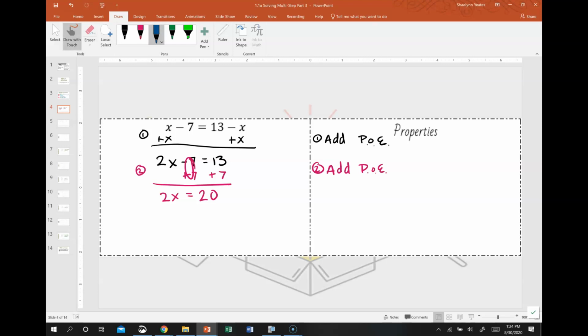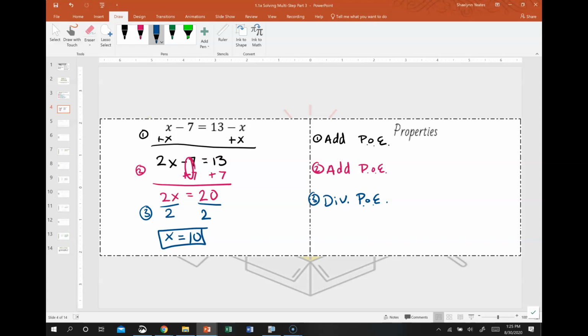Okay, then from here, I'm just going to divide both sides by 2 to get the 2 to go away, because it's 2 times x. I want to undo times. I divide, which is my division property of equality that says I can do this to both sides. And I end up with x equals 10.